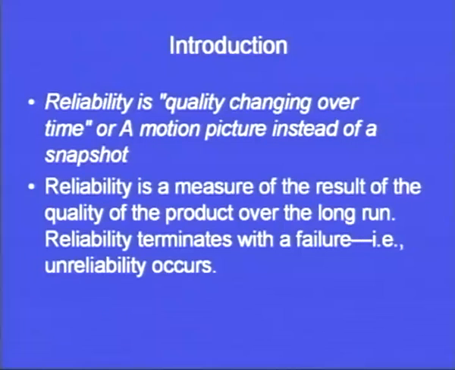So reliability terminates with a failure, that is, unreliability occurs. So what is the end point of the reliability? When the product stops performing its intended function, at that particular moment of time we say that now the unreliability has occurred. At this moment we cannot say that the product is reliable because it has failed. So we can say that reliability is the active life of the product before the actual failure, or before it stops performing its intended function.